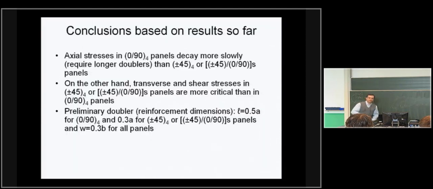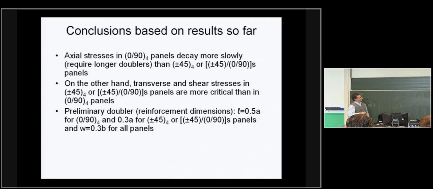If I'm taking all this now as a reasonable, good indication of the first sizes that I would need for reinforcement, I can summarize my conclusions: axial stresses in the 0.94 panels decay more slowly, so they would require longer doublers, while the other two decay faster. We just saw that. But the transverse and shear stresses in the plus or minus 45.4 and the plus or minus 45.090, the quasi-isotropic panels, are more critical in terms of the peak values.